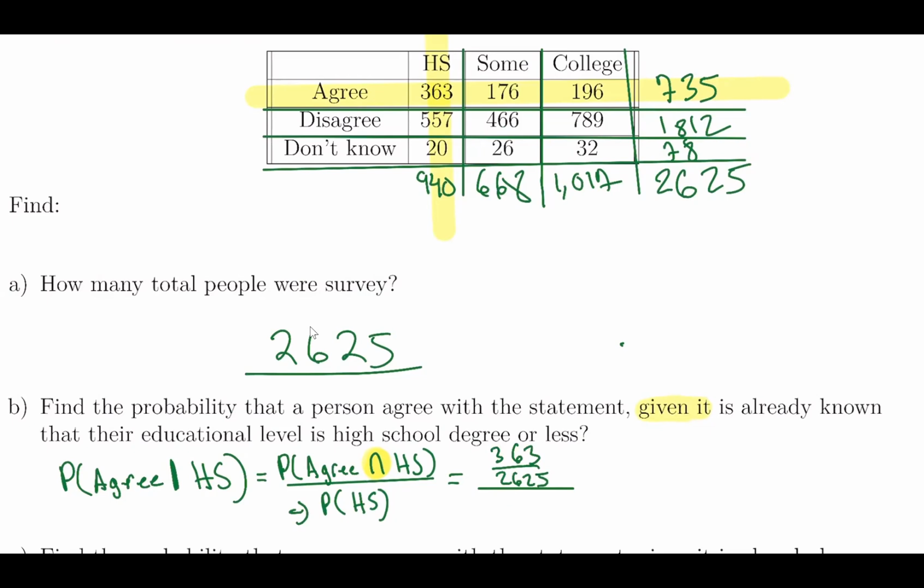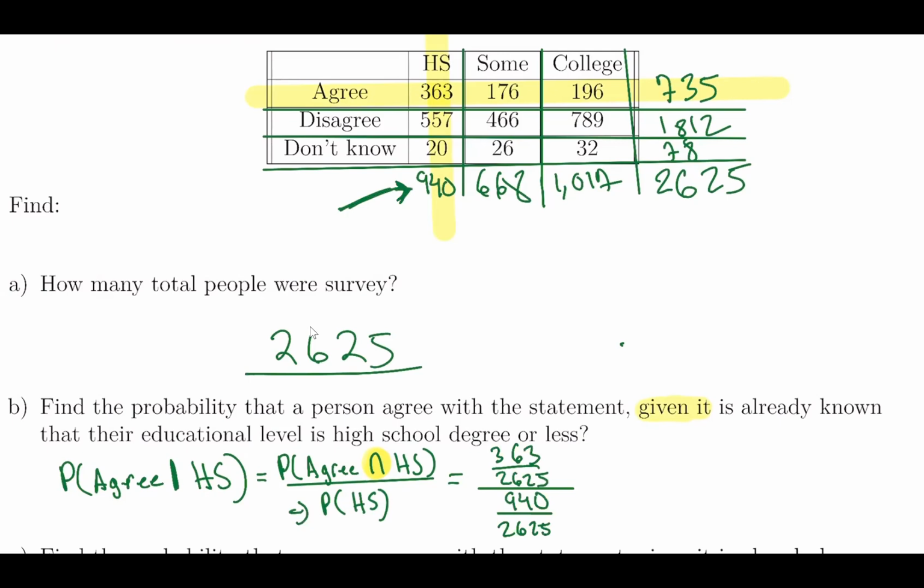940, perfect. All right, everybody get where the 940 is coming from? And if you're not, there it is. All right. So once again, for this one, you divide it by the total amount. So far we have 363 divided by 2,625. We have 940 divided by 2,625. Any question in regard to that?